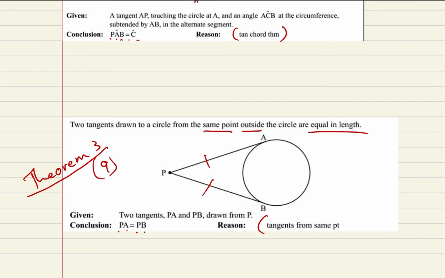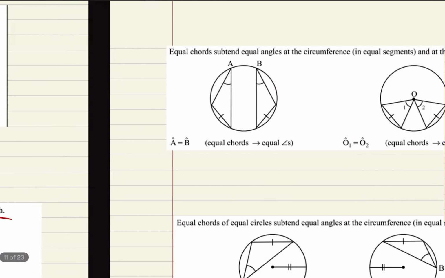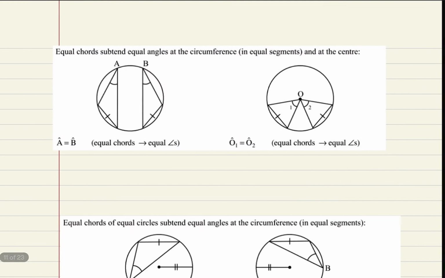Why? These are tangents from the same point. They are both drawn from P to touch the circle. This one touches at A, this one touches at B. Hence, these are two tangents drawn from a common point. So these are the three theorems under a tangent. Now let's continue and close with these two.